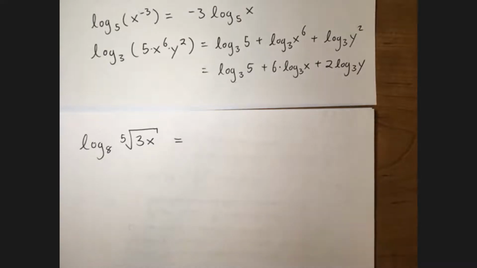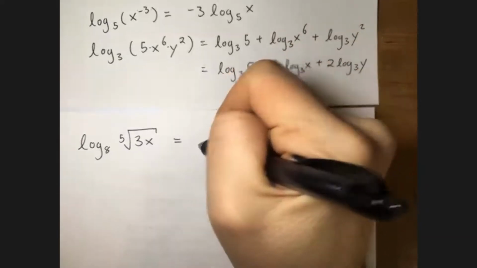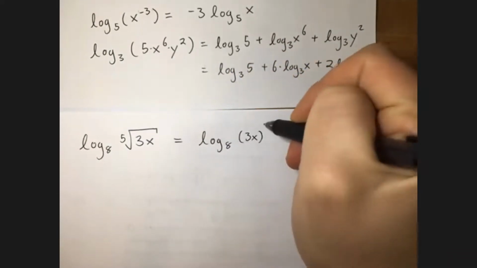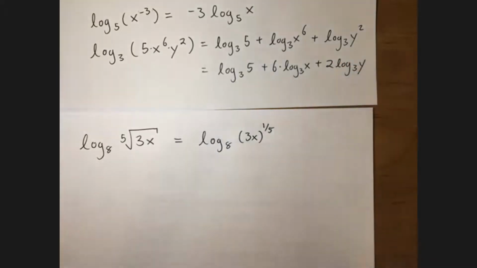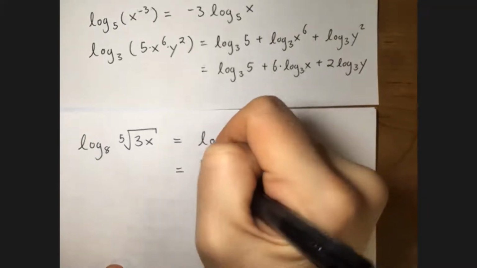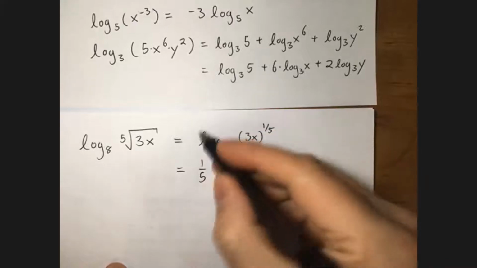Well, you can write a root as an exponent, right? Every root is just notation for an exponent. It's a different notation. I can write this as log base 8 of 3x to the power 1 over 5. The 5th root is the same as the 1/5 power. And now I can use that property. The power property says I can bring that 1/5 down in front.